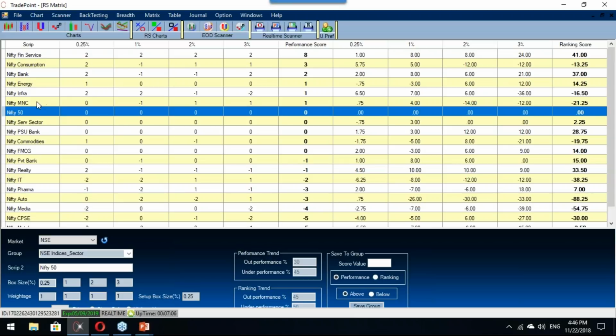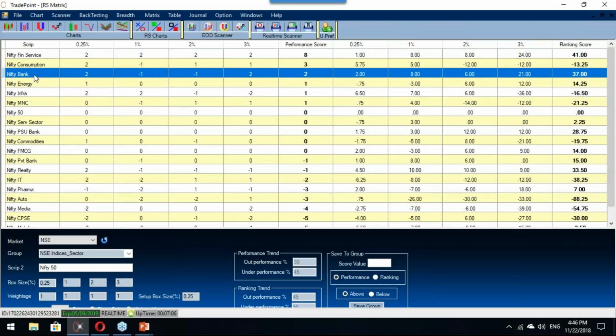So the only positive sectors are MNC, infra, bank is sort of there, so it could turn either way. I wonder what will happen to the banking RS score after today's move. In the biggest box size it is positive, and in the lowest box size it's positive, and it's sort of negative in the middle time frame. So it's all in the midst of a big churn that's happening. So let's see how this gets resolved. Except for the financial services sector, I don't see anything which is really worthwhile.